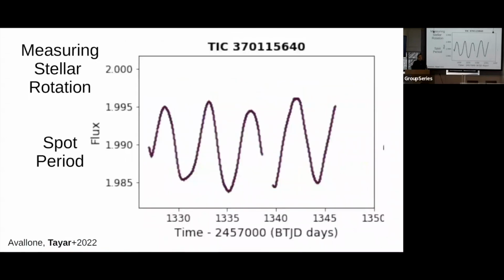Another way you might be familiar with measuring rotation periods is to look at spots as they come into and out of view in front of the star. We'll modulate the brightness of that star with some period that's related to the rotation period of the star.